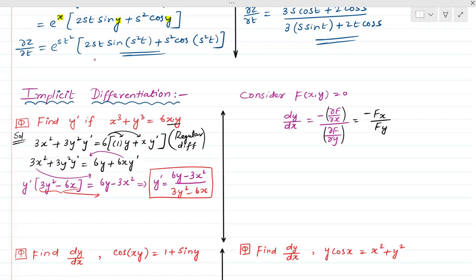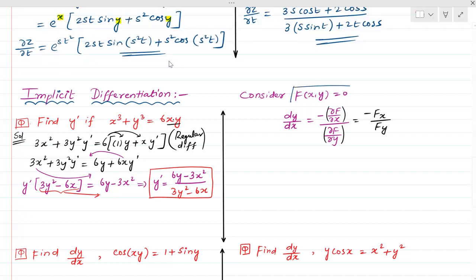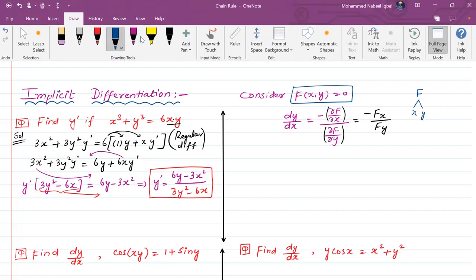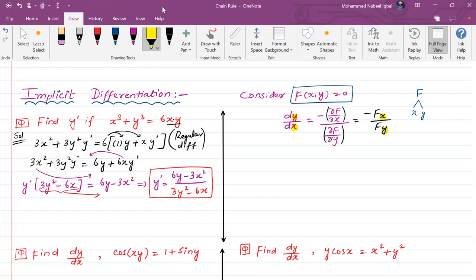But there is a shortcut method. How? By using this rule, if a function is given, I have to bring everything to the left side and make the function equal to 0. And then I will write it as minus fx. How will you remember this? dy over dx, how will you calculate? Because f is a function of x and y. So this is dy over dx: minus fx in the numerator, fy in the denominator. This is simple, right? So I will use the same formula in this way.